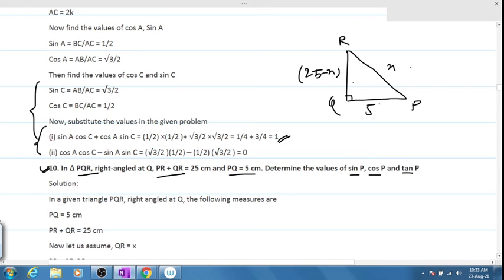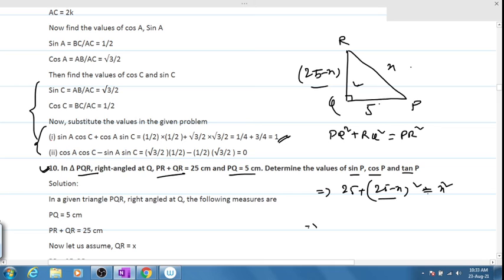Clear? Now according to the Pythagoras theorem, PQ square plus RQ square will be equal to PR square, yes or no? PQ square will be 25, you leave it like this. 25 minus X whole square is equal to X square, yes or no? Then you expand it: 625 minus 50x plus x square is equal to x square. X square goes off.